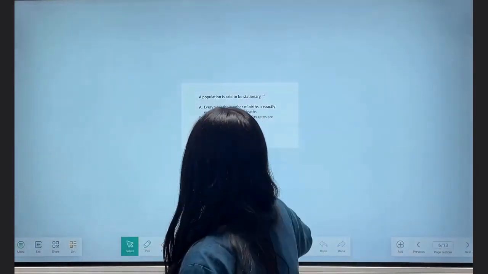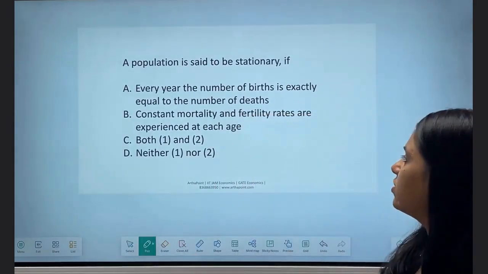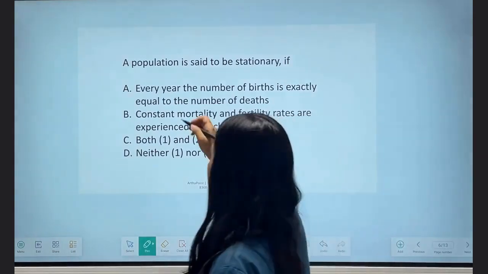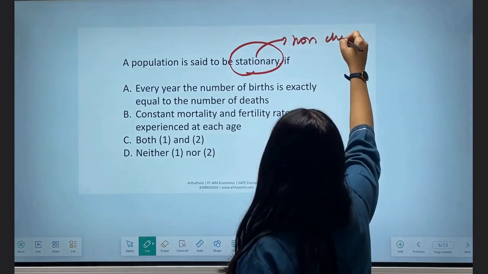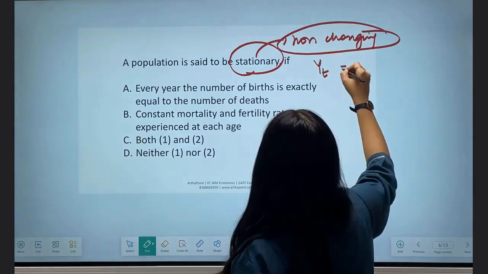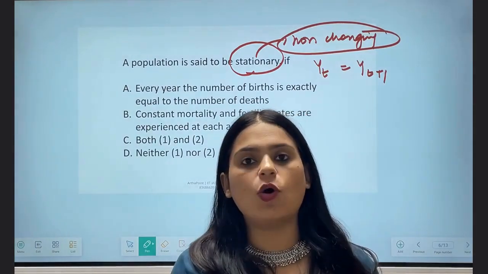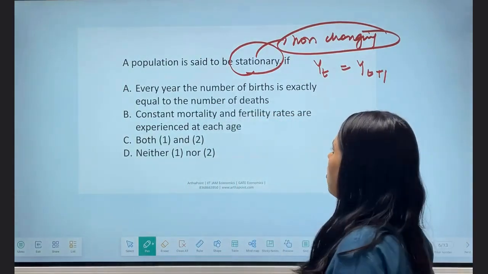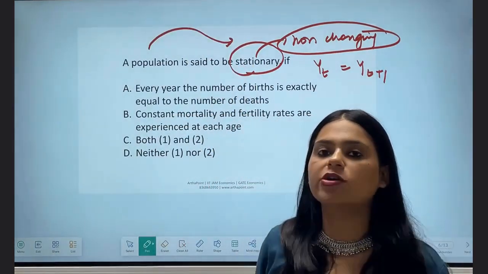Read it out. Try to read it yourself. A population is said to be stationary if which of the following is true? So what is the meaning of stationary, beta? Stationary means non-changing. So when suppose मेरा output, if it does not change from one period to another, then I will call my output as stationary output. So population stationary का मतलब क्या हो गया? That the population should not change.